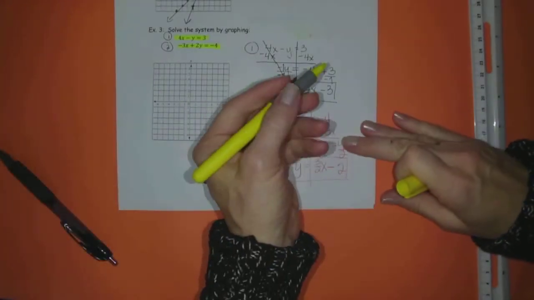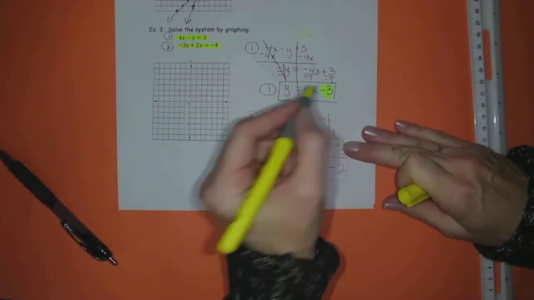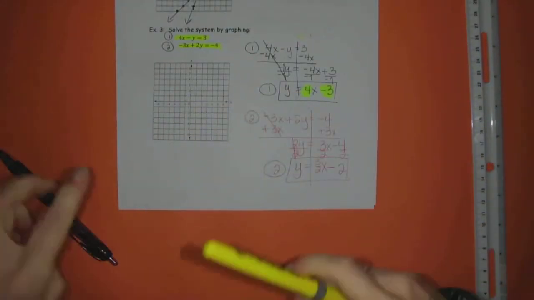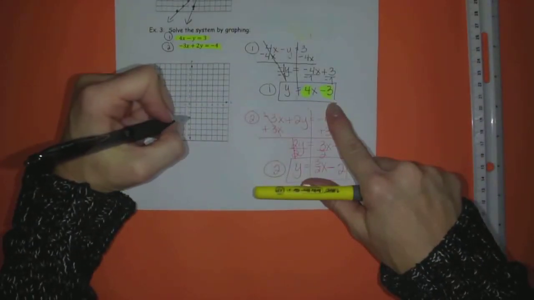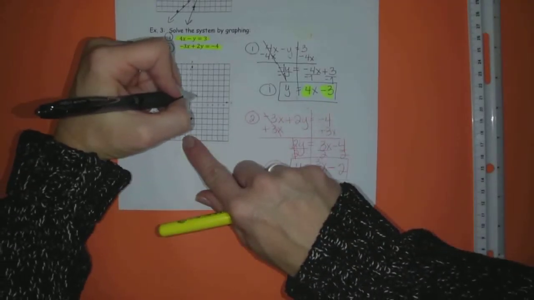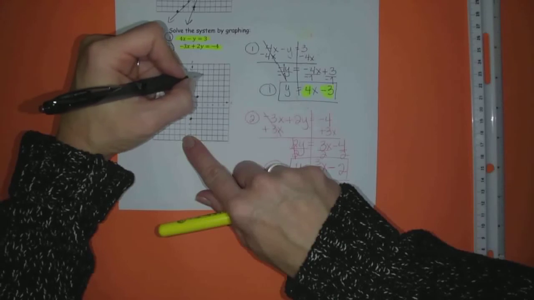Equation number 1 has a y-intercept of negative 3 and a slope of 4. So let's get that rolling. Y-intercept negative 3, coming down 3. And then I'm going to rise 4. 1, 2, 3, 4, and run 1. 1, 2, 3, 4, run 1.